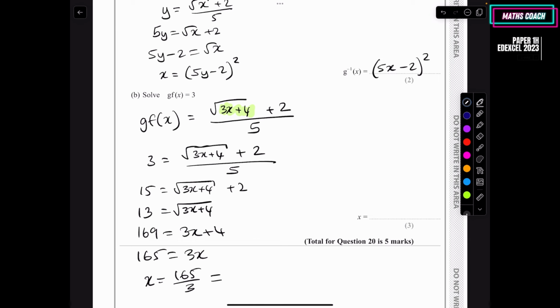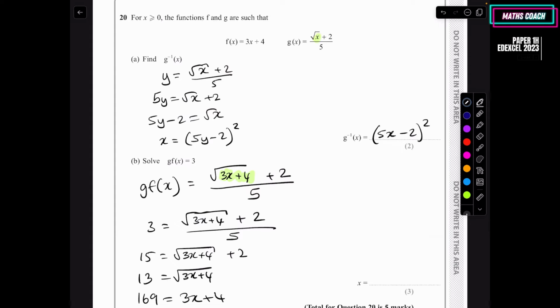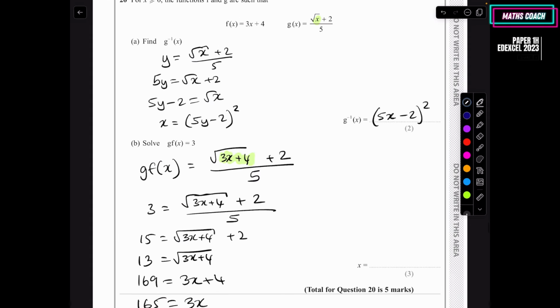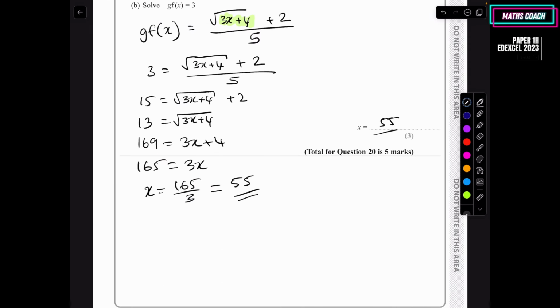165 divided by 3. If you do 150 divided by 3, that's 50, and then the 15 that's left, 5, so that's 55. Not degrees, what am I doing? Just 55. X is equal to 55. Yeah, that's the answer. X is equal to 55.